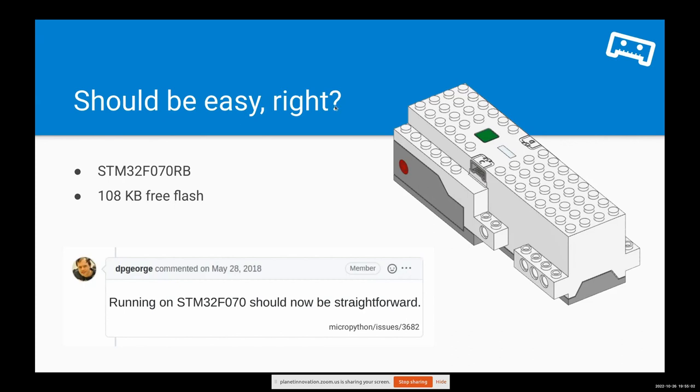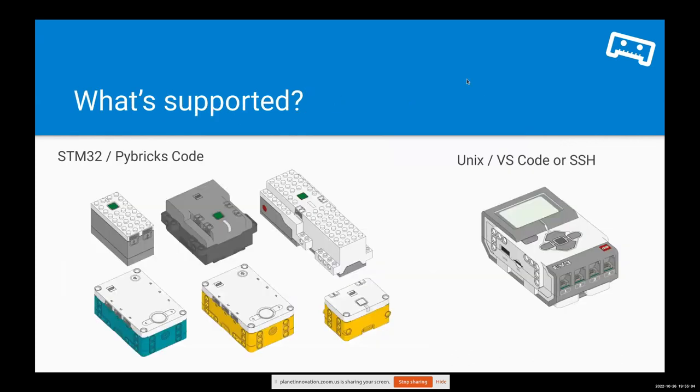And a few years later, we now do support all of them as well. So no longer just the Boost Move Hub that you were just seeing, but also the ones that come in the trains, the ones that come in the Technic sets, and then those three at the bottom as well. Those are the Mindstorms and Spike hubs. And those are pretty close to the original Pi boards, including USB and DFU support as well. Whereas the ones at the top only have BLE.